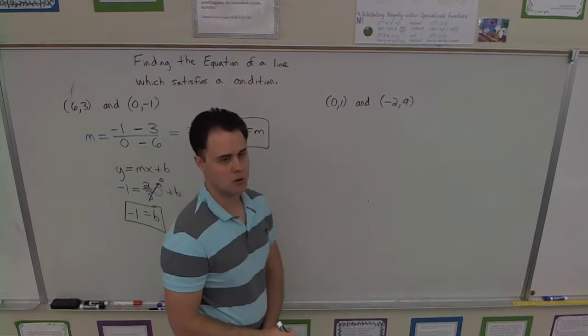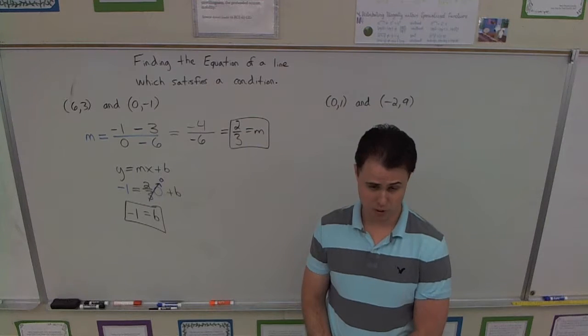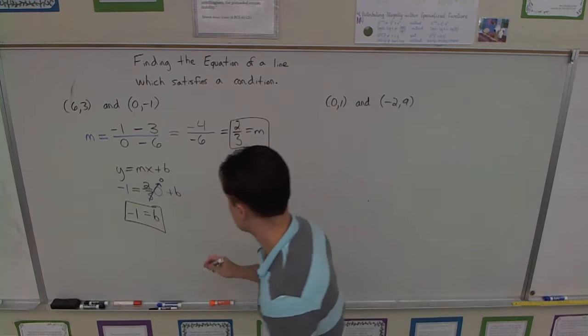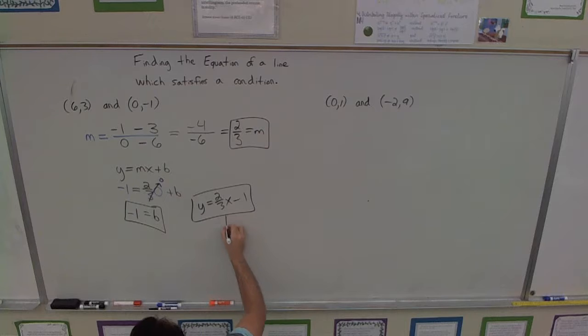So now all I need to do is put them together, and I have my line. That's the goal on every single one of these problems, come up with a line. So our line is y equals 2/3 x minus 1. Of course, we could graph that if we needed to. You guys are good at that. So you start at -1 and go up 2 over 3. So your line would look like this.